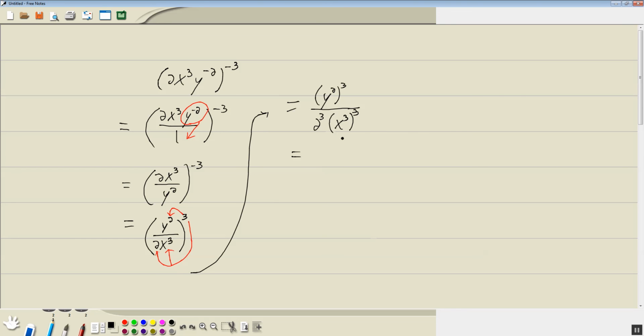Now remember, when you're raising an exponent to another exponent, you multiply them together. So 2 times 3 is 6. We're going to have y to the 6. Now 2 to the third, 2 times 2 times 2 is 8. And here we got x to the third raised to the third power, so we'll multiply the exponents. 3 times 3 is 9, so we got x to the ninth. And that's our answer.